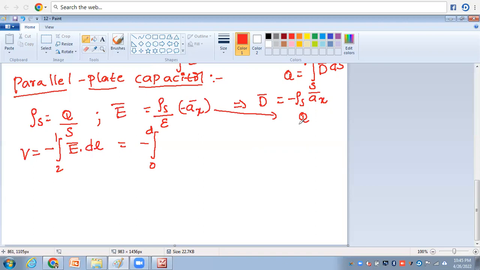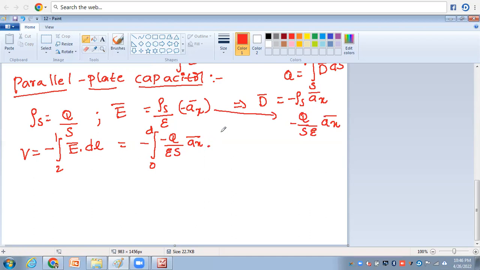Rho s means q by s. Then, as it is, epsilon is also there: epsilon s, minus ax bar. Now E bar equal to, in the place of E bar, I will write minus. Finally, minus into minus is plus, but you have to write here minus q by epsilon into s, the direction is ax bar.